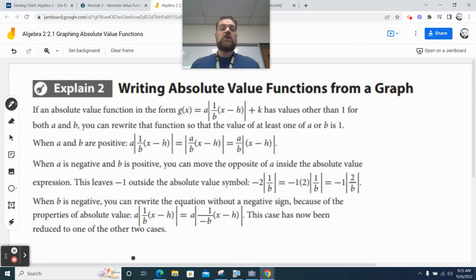It says if the absolute value of the function is written in the form g of x is equal to a times the quantity, the absolute value of 1 over b times the quantity x minus h plus k has a value other than 1 for both a and b, you can rewrite the function so that at least one of a or b is 1. They're basically pushing the a into the absolute value function. So what they're doing is they're taking this a and multiplying it into the function. And then once it's inside the function, they're pulling it out of the function.